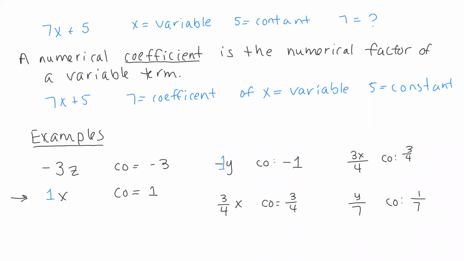Next up, what if you have a term where you have the product of a variable and a constant? What do we call the number? So we looked at 7x plus 5. Well, we know x is the variable. We know 5 is the constant. Well, what on earth is 7? 7 is called a coefficient. So a coefficient is a numerical factor in a variable term. We then looked at some examples of different terms and their coefficients.